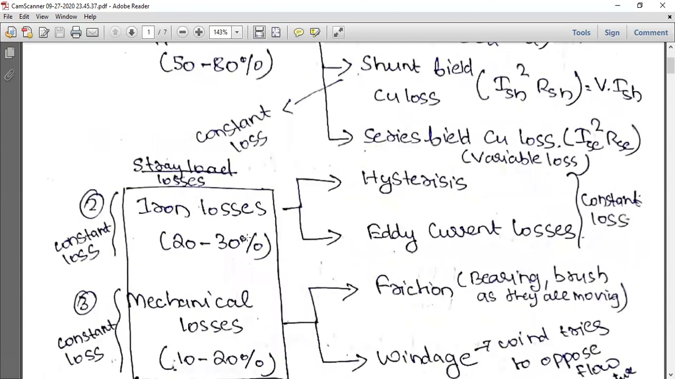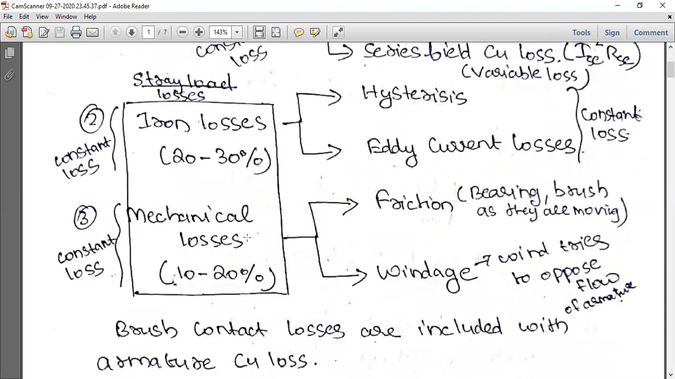Now coming to the second type, we have the iron losses, which account for about 20 to 30%. They are divided into hysteresis loss and eddy current loss, and they are constant losses. Hysteresis loss and eddy current loss in detail we'll be dealing with in the next session.